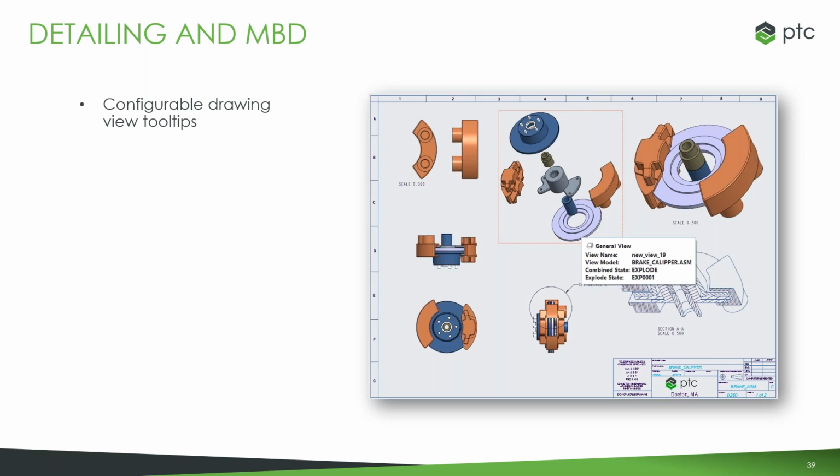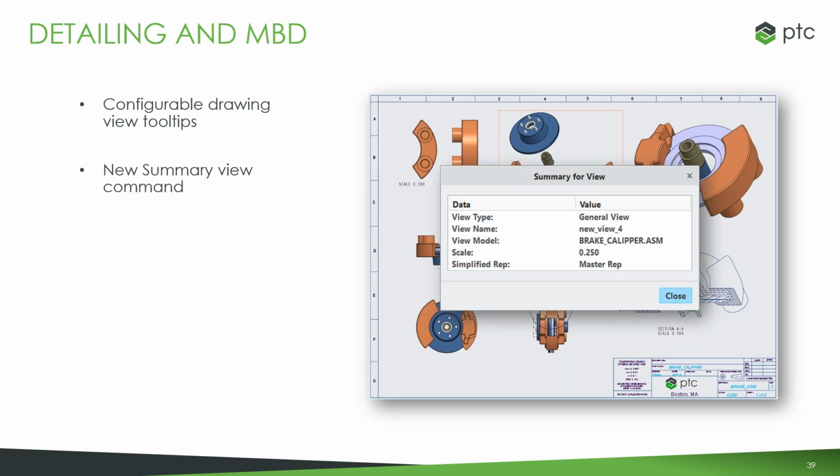Here we have the ability to configure drawing view tooltips. So what that does is if you click on the view, you can see what the part is, the model, the combination, or the explode state. And we also have a new summary view command where we can click on an element and have the system tell me about it.